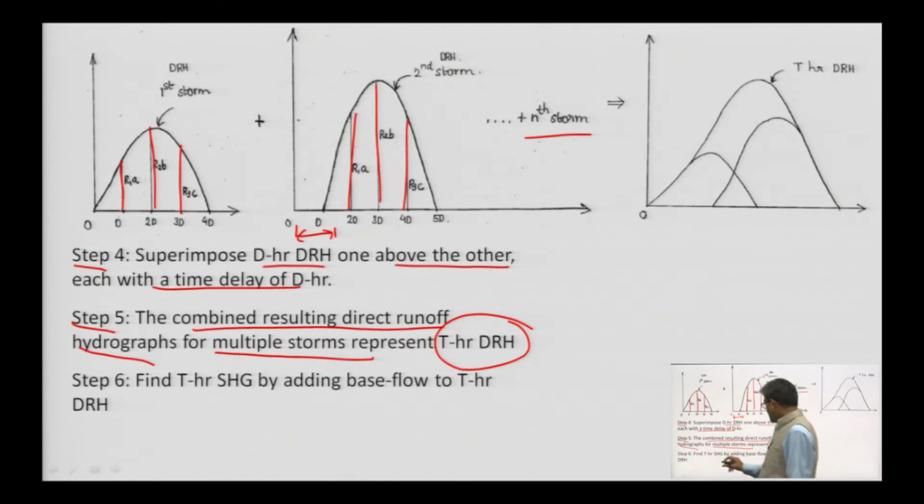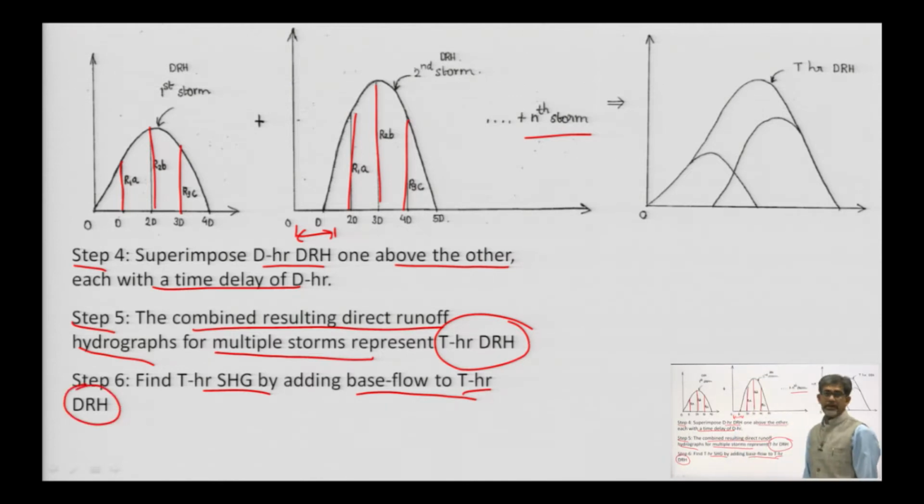And the last step, find the TR-SSG by adding base flow to the TR-DRH. The TR-SSG can be determined by adding base flow to the TR-DRH. So, these are the steps of the method to get the TR-DRH.